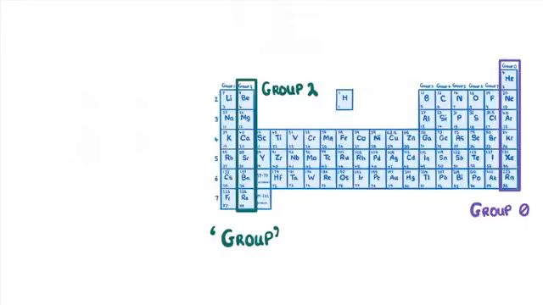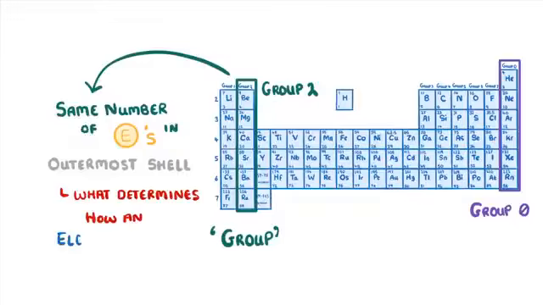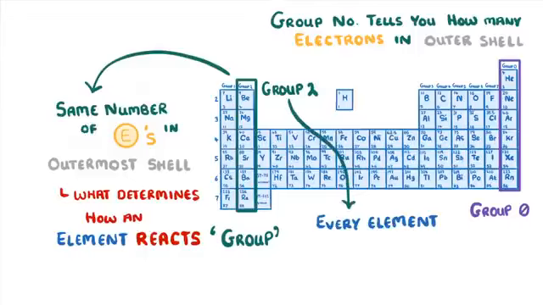The reason that elements in each group have similar chemical properties is that they have the same number of electrons in their outermost shell. And this is largely what determines how an element reacts. In fact, the group number actually tells you exactly how many electrons they have in their outer shell. So as we're looking at group 2, we know that every element in this group has 2 electrons in its outermost shell. Just make sure you don't get confused here. All of the elements in a given group have different total numbers of electrons. They just have the same number of electrons in their outermost shell.